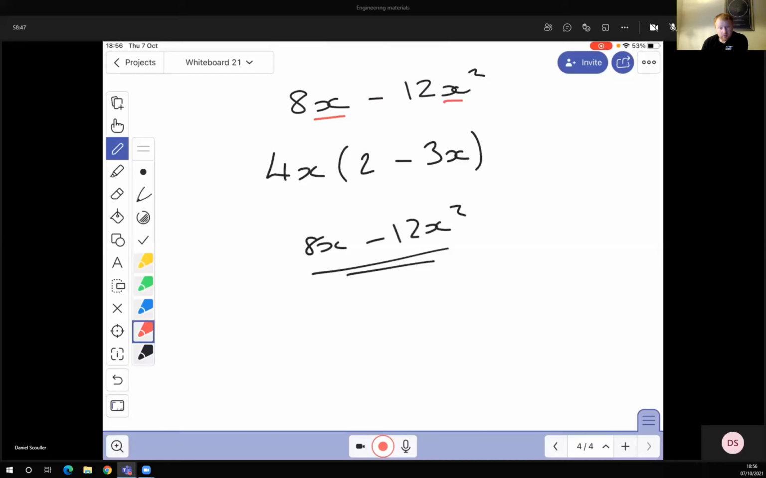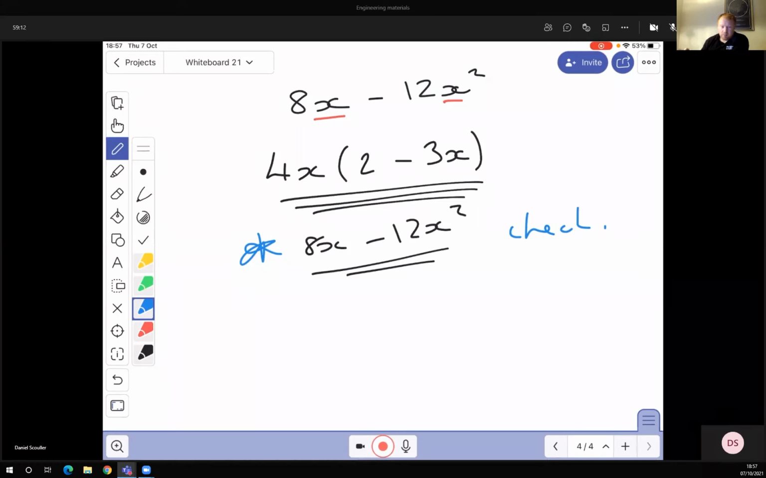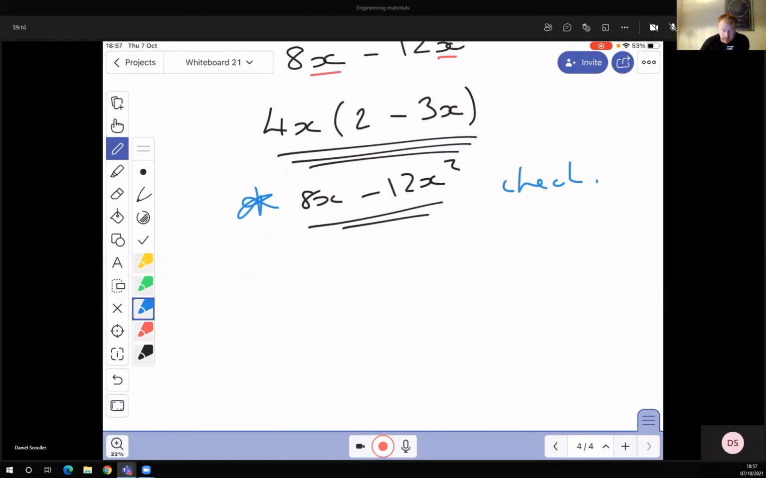If you were to double check in the exam or in an assessment, make sure it's clear what your final answer is, and then put a wee star or something beside it, just saying check. You wouldn't lose any marks. It's really obvious what your final answer is, but make it really obvious. Right, so happy with that one.